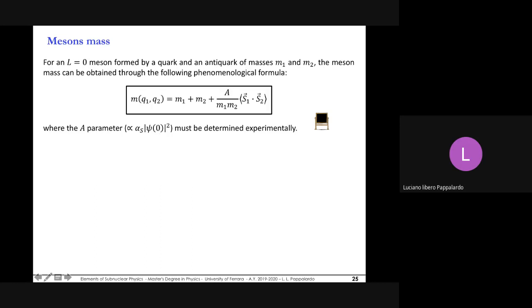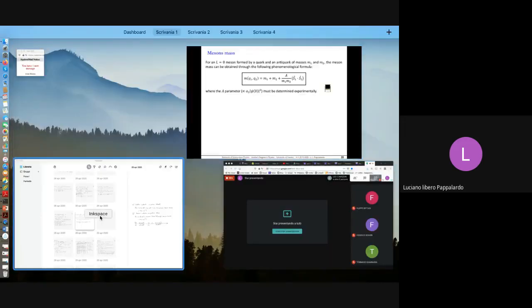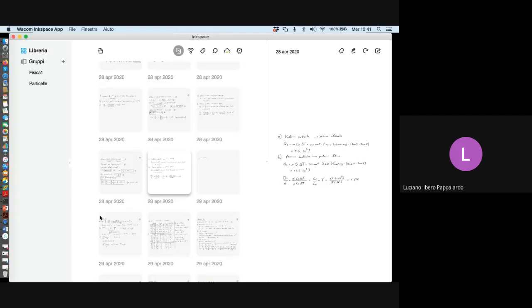So let's see now how we can work out this formula for the case of vector mesons and pseudoscalar mesons. So let's move on to the board.